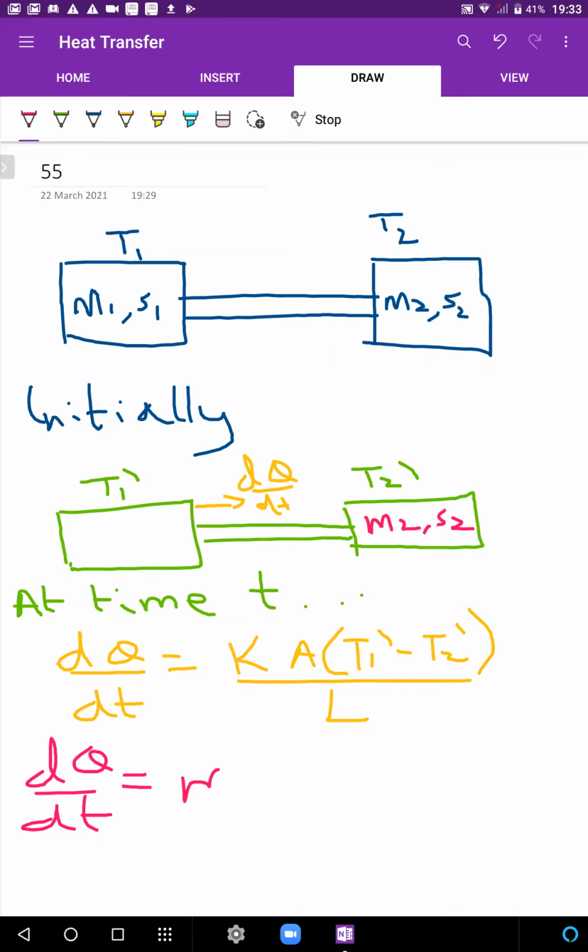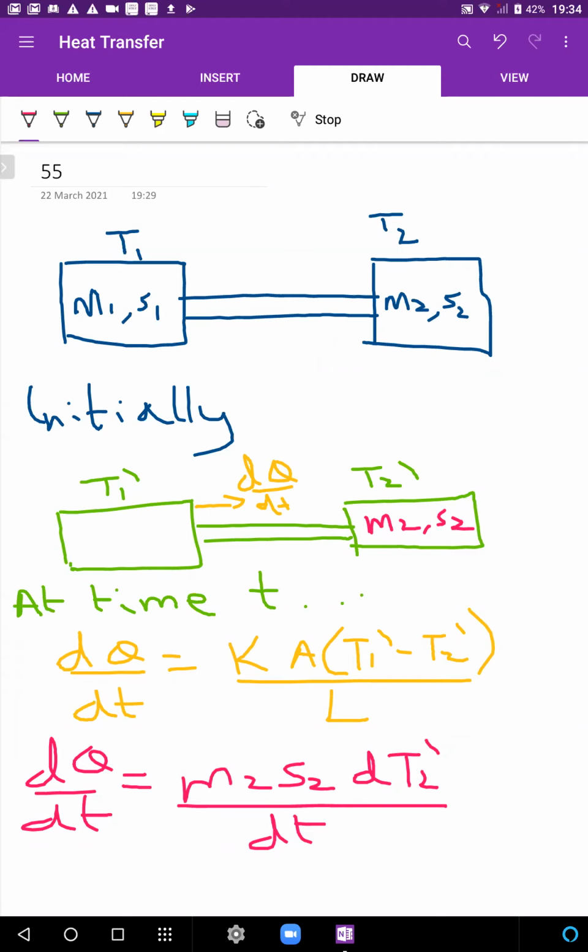So at what rate is that guy getting heated up? What is dq? If you send dq amount of heat from T1 dash to T2 dash, then that amount of heat is going to cause T2 dash's temperature to increase, right? So कितने से increase होगा? Let's say d T2 dash से बढ़ गया. So dq is going to be m2s2 d T2 dash. Fair enough. dq by dt is m2s2 d T2 dash.